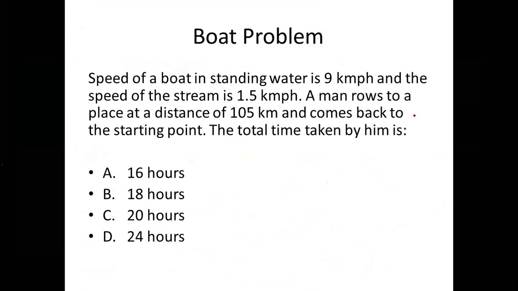Now coming back to one more problem, this one is a boat problem. Can anyone read? Yes, Muskan, please read it out. We don't have much time. Speed of a boat in standing water is 9 km per hour and the speed of the stream is 1.5 km per hour. A man rows to a place at a distance of 105 km and comes back to the starting point. The total time taken by him is.